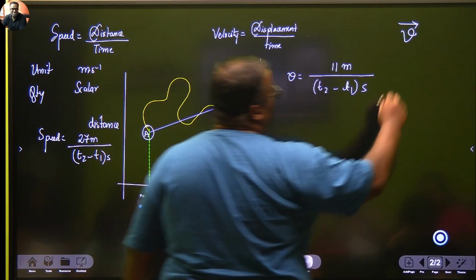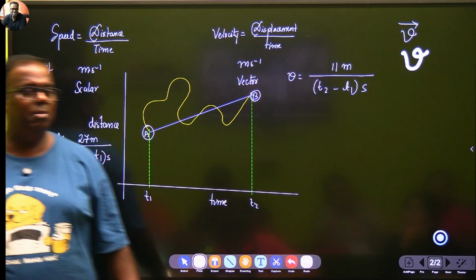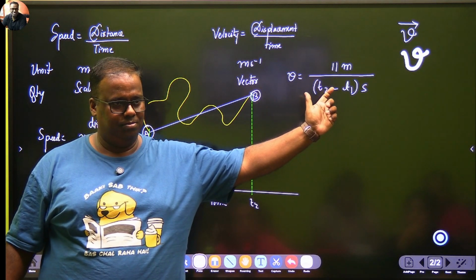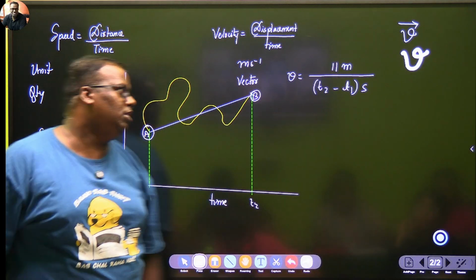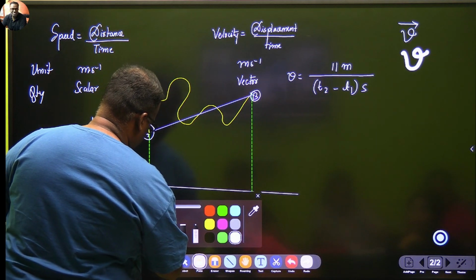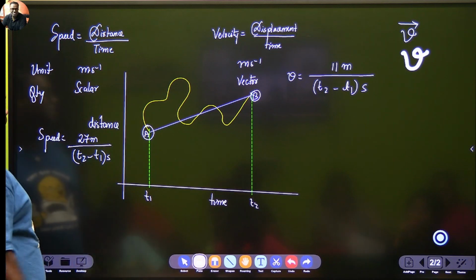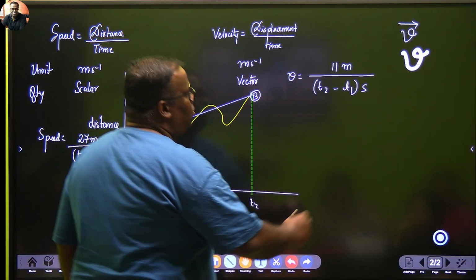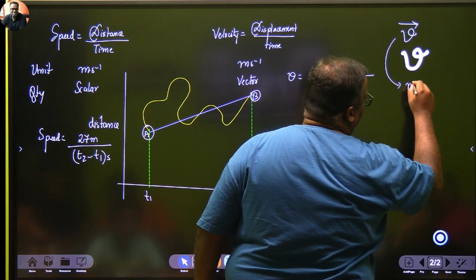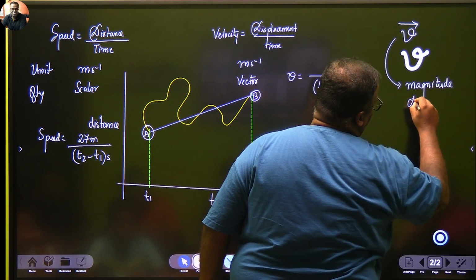They will print it in bold. Many American and Russian books will print it like this in bold. Bold means it's a vector. Have you understood? Generally all other books will be printing it with an arrow on the head. Is that fine? Now, this is a vector. A vector has what all, children? It has a magnitude and also has a direction.